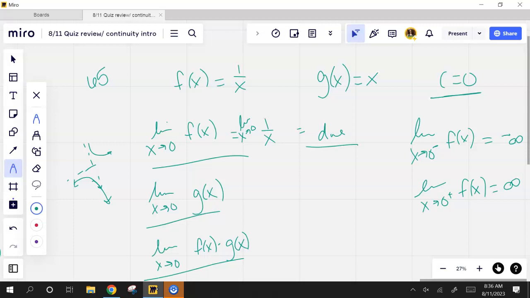Same with g of x. I'm not going to do both one-sided limits. I'm not sure why they did that if you weren't asked to do that. So if I'm approaching 0 and it's just x, then it's just 0. And then to multiply together, really, if you've done this and you've done this, all you do is multiply those two things together. Or you should. But it should be, yeah, it should be.